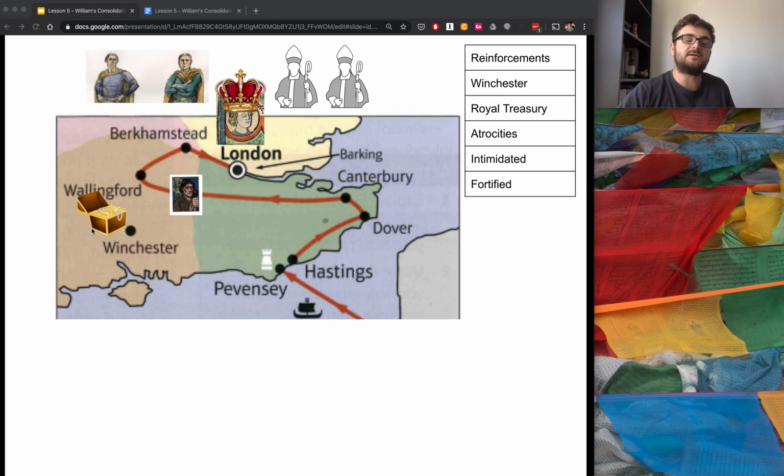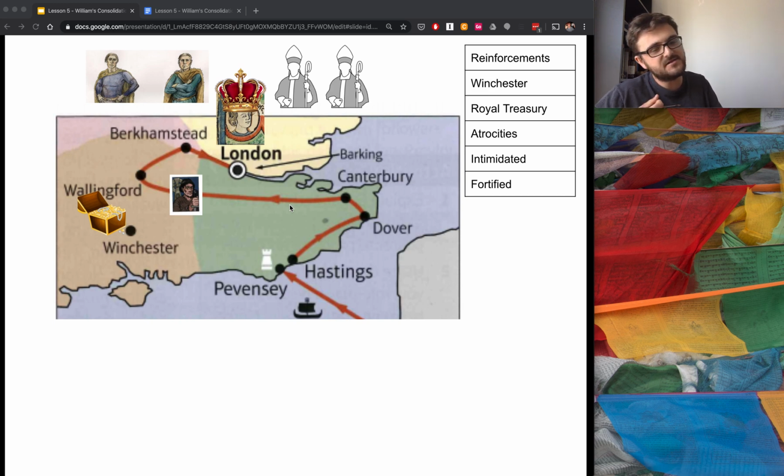Now, as William and his men march along that red line, they commit more and more atrocities. In fact, they commit so many atrocities, they destroy more farmland, more homes, and kill more Anglo-Saxon people to make the Anglo-Saxons even more frightened of him. And because of that, they become more and more intimidated.